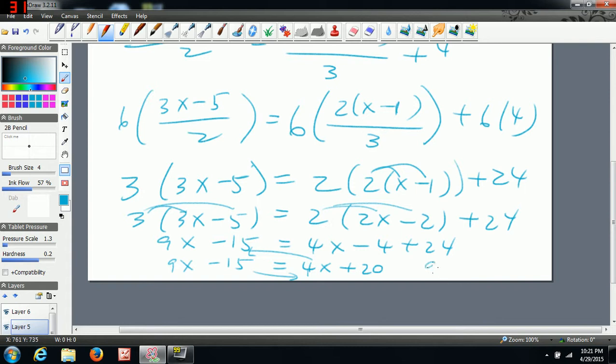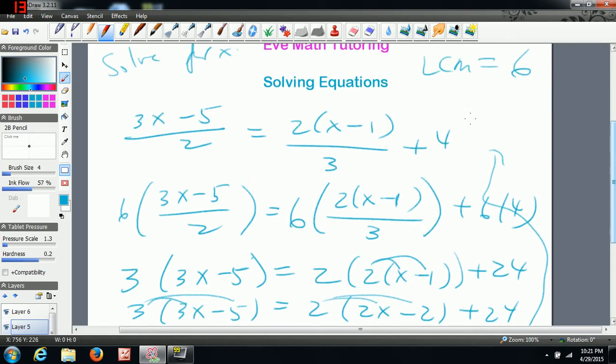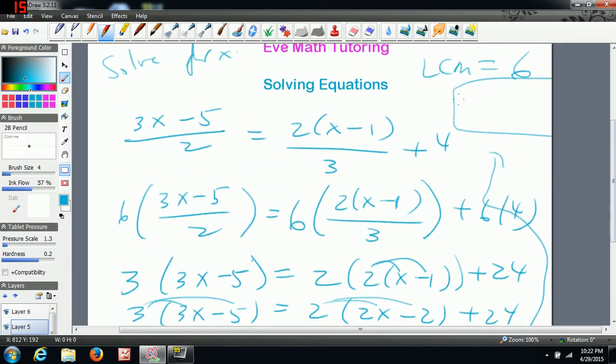So we get 9x minus 4x equals 20 plus 15. I'm just going to move this up here. Just a little bit of space here. So we have 9x minus 4x, which is 20 plus 15, so that becomes 5x equals 35.